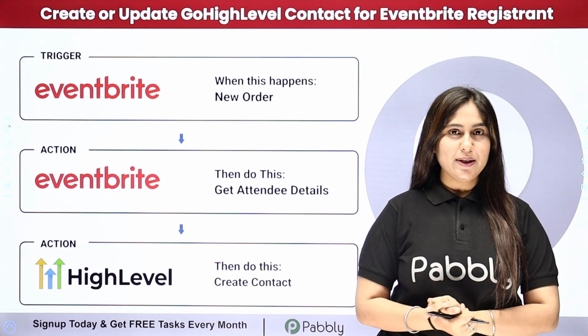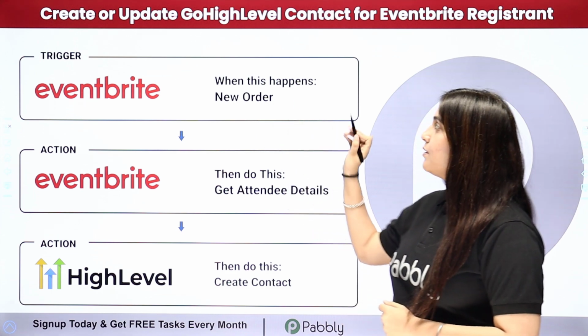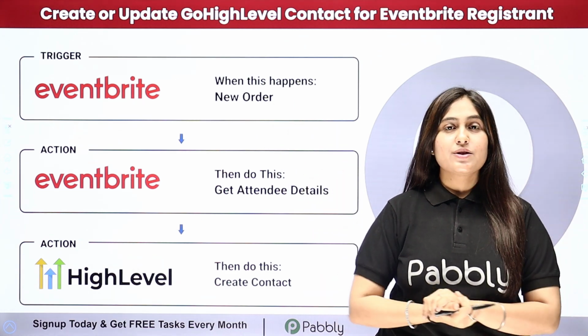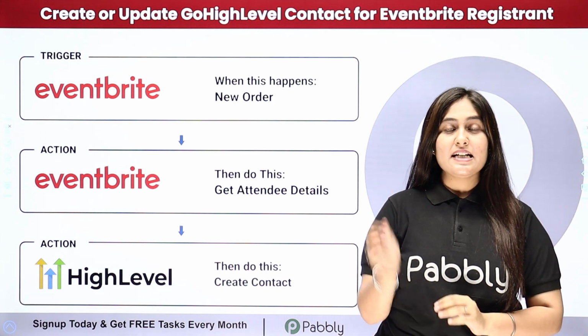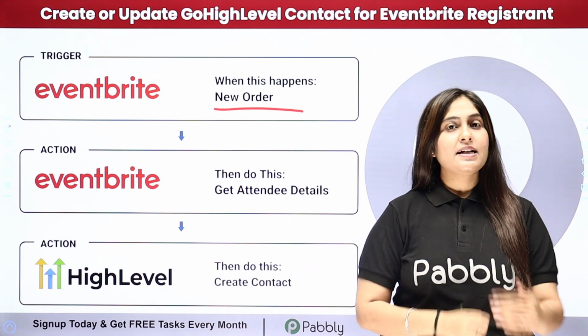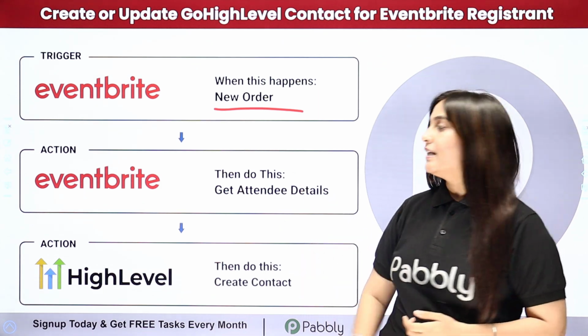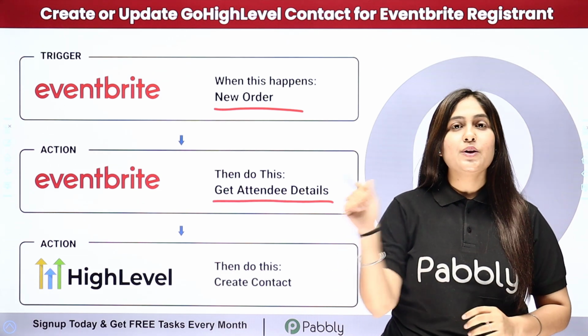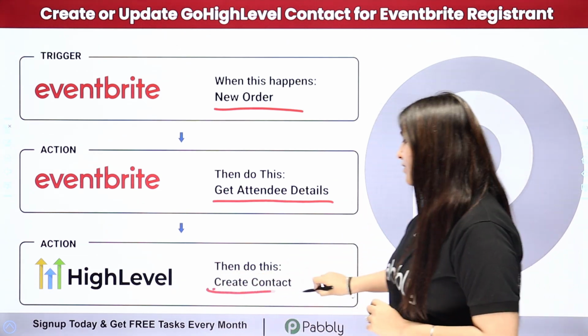In this video, we are going to understand how to create or update a GoHighLevel contact for an Eventbrite registrant. So here I am hosting online events using Eventbrite, and my objective is that whenever I receive a new order, then automatically using the order ID, I want to get the attendee details, and after that using the attendee details, I want to create a new contact in my GoHighLevel account.